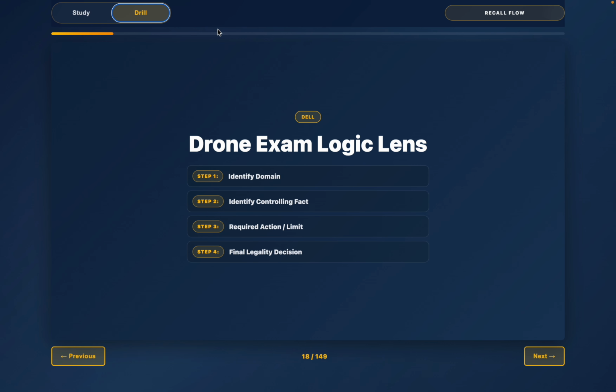Now we're going to do an overview of the drone exam logic lens. First, step 1, identify the domain. Determine which category of FAA rules the question belongs to. Next, step 2, identify the controlling fact. Find the single condition in the scenario that determines which rule applies. Step 3, determine the required action or limit. Identify what the FAA requires or restricts once that condition is known. Finally, step 4, make the final legal decision. Decide whether the operation is legal based on the requirement being met.